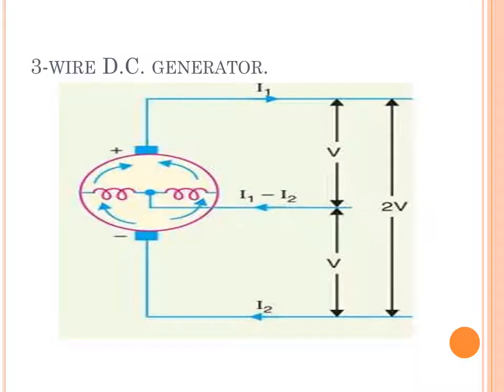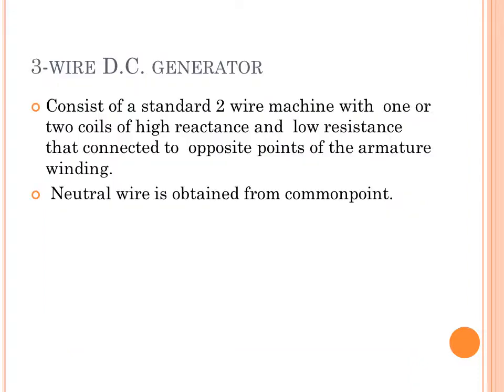Now we'll see the 3-wire DC generator. In a 3-wire DC generator system, a coil having high reactance and low resistance is considered. From the midpoint of the coil, a tapping is taken out so that the potential between this wire and the outer wires will be V, and total potential across the outer wires will be 2V. It consists of a standard 2-wire machine with one or two coils of high reactance and low resistance connected to opposite points of the armature winding. Neutral wire is obtained from the common point.